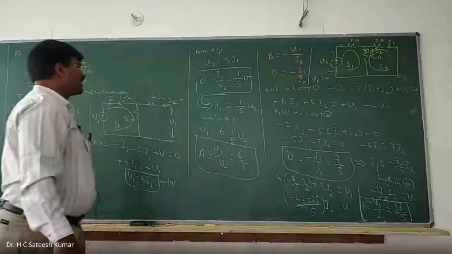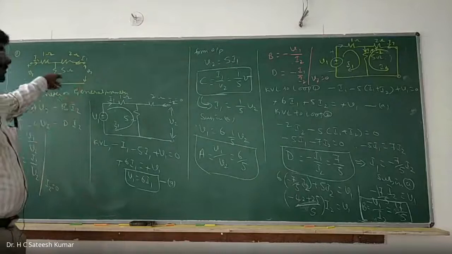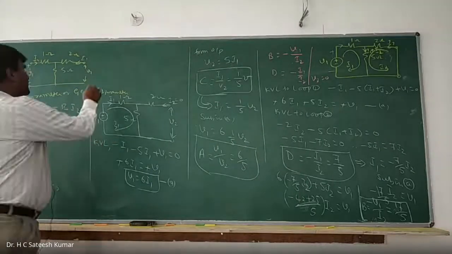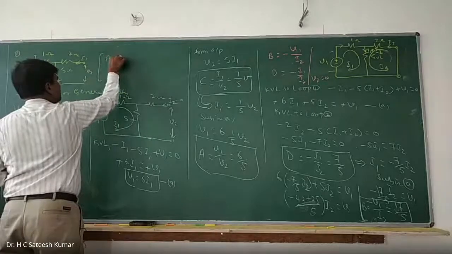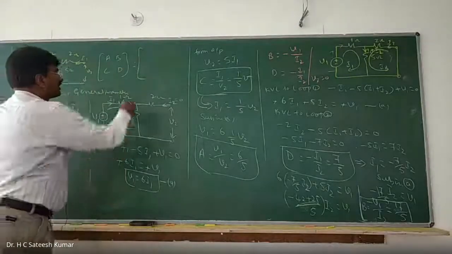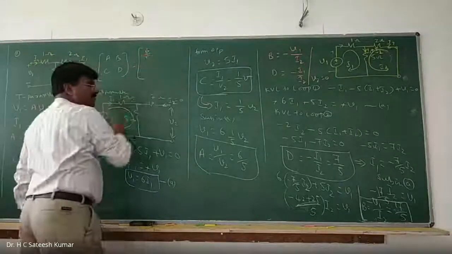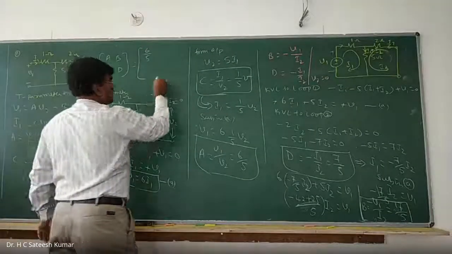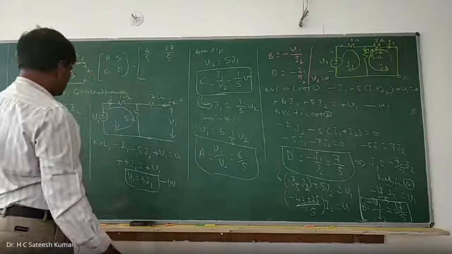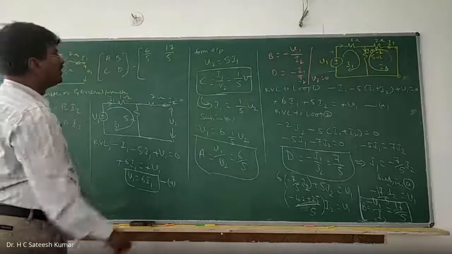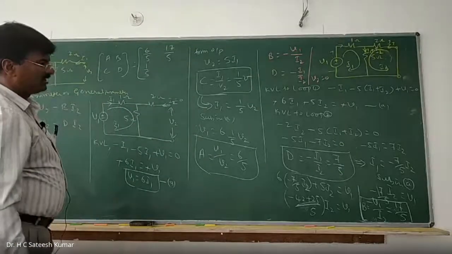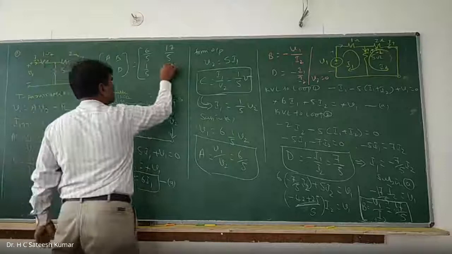Generally, this kind of question will be for 4 marks. This one is only T parameters. So we got all the values A, B, C, D, and we can write them in ABCD format. A is 6 by 5, B is 17 by 5, C is 1 by 5, D is 7 by 5. That's it.